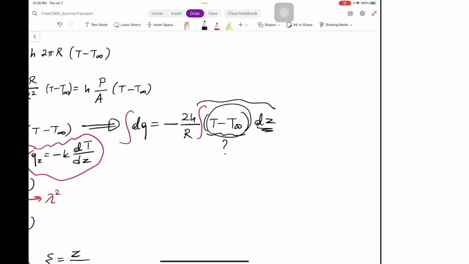So you should actually find this term in terms of T so that you can combine all the T-dependent terms and find T as a function of z instead of q as a function of z. Okay?